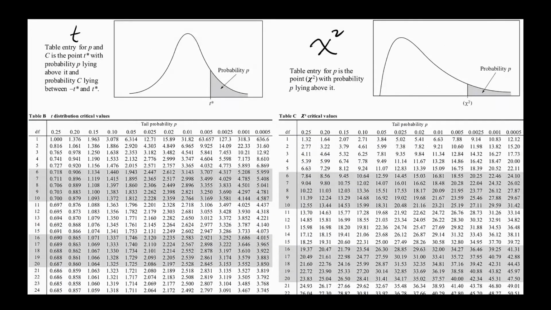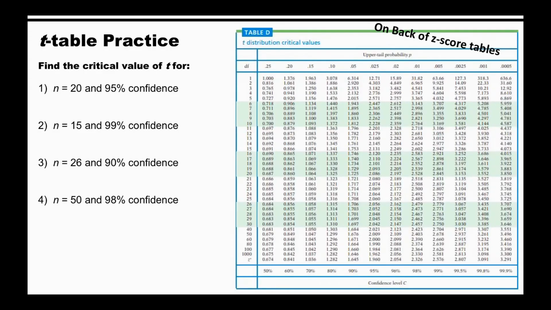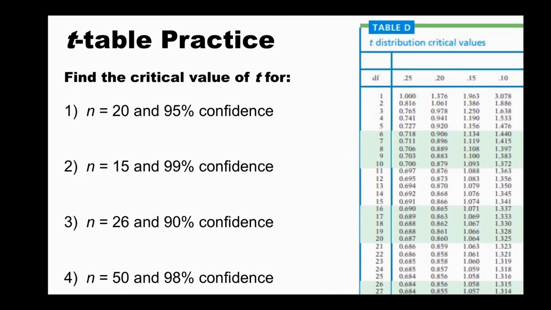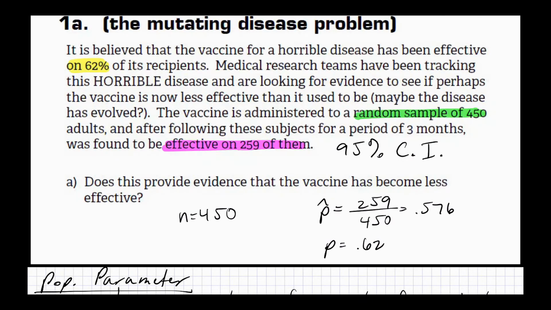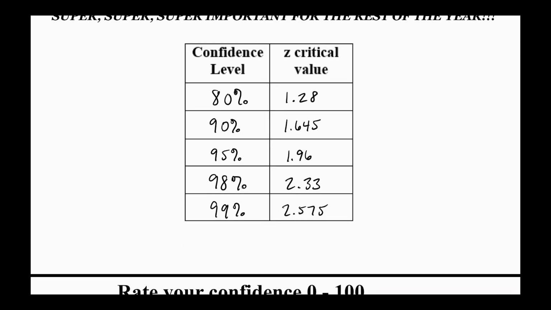How you read it is similar to the z-score. It's not the same, but it's similar. So for example, let's say we have a sample size of 20 and we're doing a 95% confidence interval. How would I get my T critical? Z critical, we use the tables we did at the very beginning of the chapter. How do I get T critical? Well, this is how you do it.